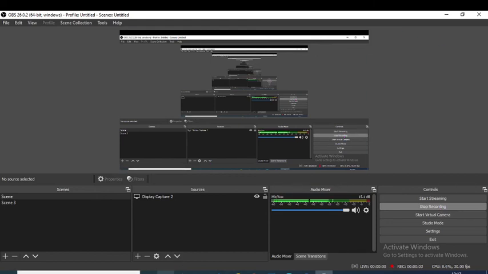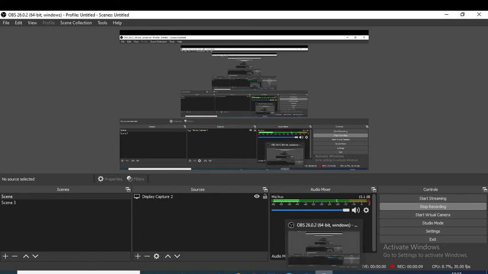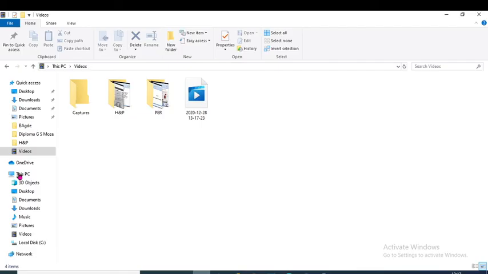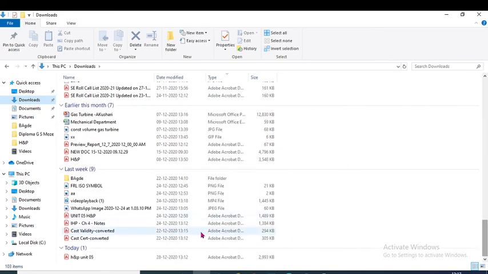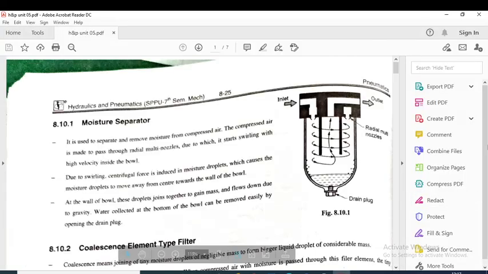So welcome students to today's online session of the subject Hydraulics and Pneumatics. Today we are going to see another concept of our chapter number 5. So today we are going to see the concept of moisture separator.